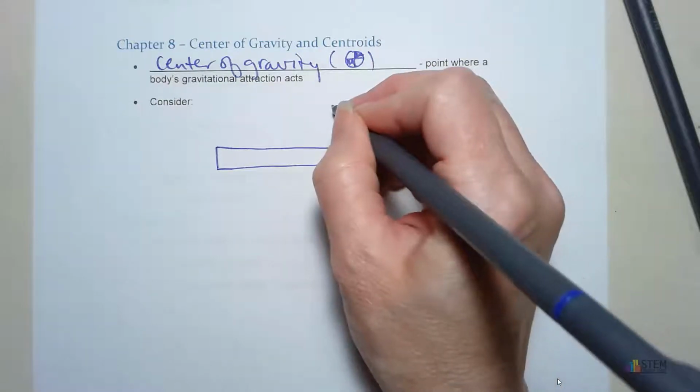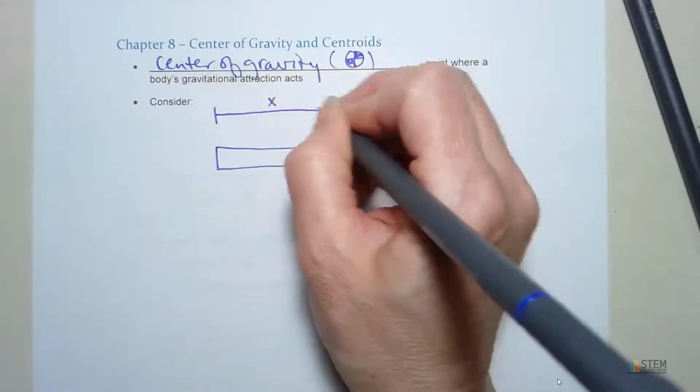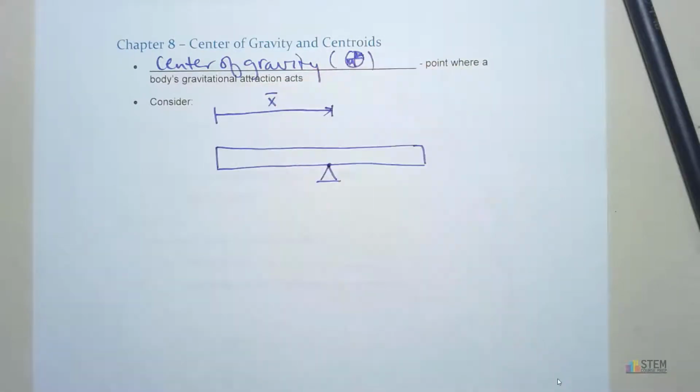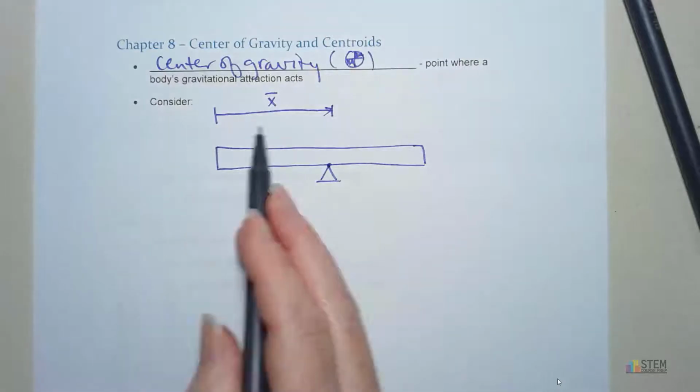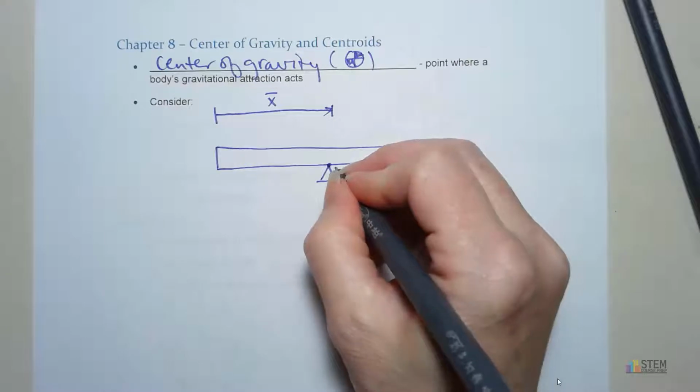Let's go ahead and measure to that point. I'm going to call that X bar. So X bar just measures out to this point where we've got the beam balanced. Let's call that point O.